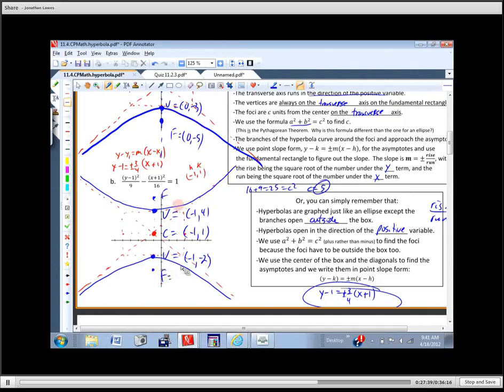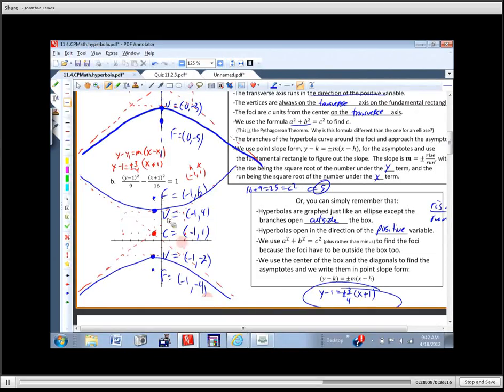There's a focus. What do all of these have in common? The x coordinate. They all have negative 1 for an x coordinate. And I went up 5 from there, so that's going to put me at, help me out, negative 1, comma 6. I went down 5, so that's going to put me at negative 1, comma negative 4. All right. If you can do that on the test, you're in great shape.